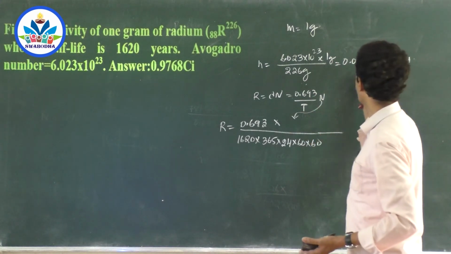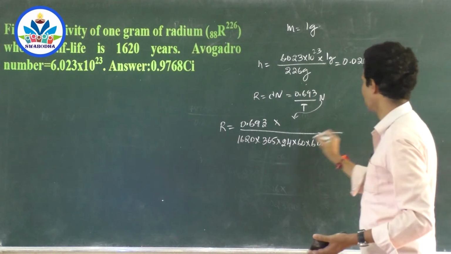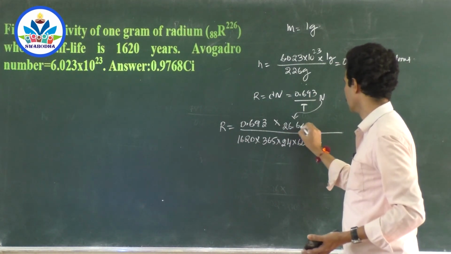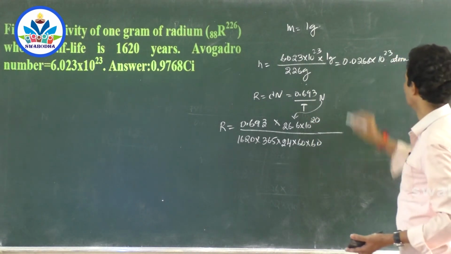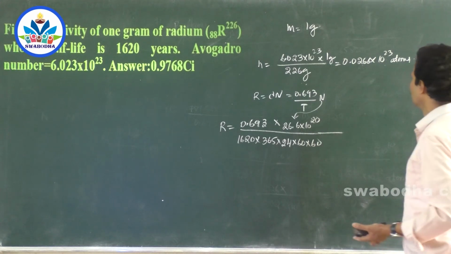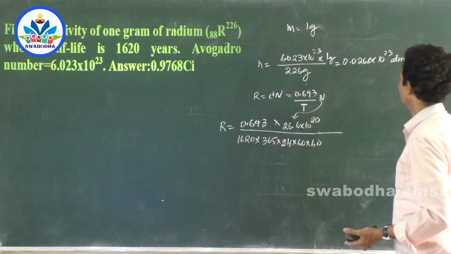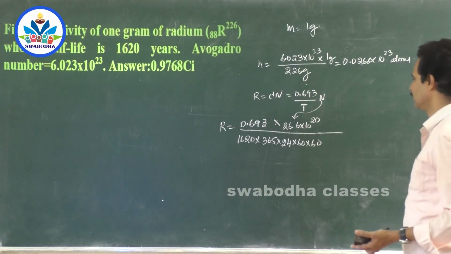The number of atoms is, so shall I change this? I will denote 3 zeros here. 26.6 into 10 to the power 20. Right? 1000 I will denote it to this. Not 1000, okay, if I denote it as 1000, then 1, 2, 3, yes. 26.6 into 10 to the power 20.